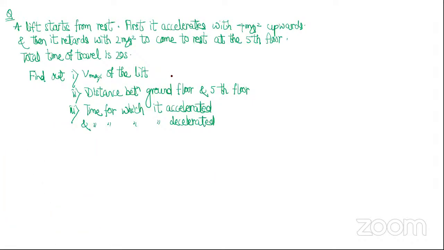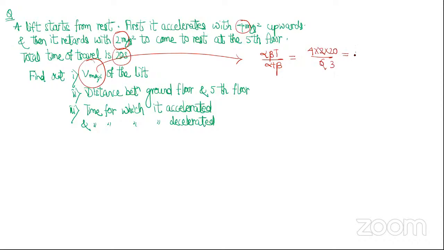So first, maximum velocity. What was the formula for maximum velocity? Alpha beta t by alpha plus beta, right? Alpha is 4, beta is 2, t is 20. So 4 into 2 into 20 by 6. How much is that? 80 by 3 meter per second. How many of you have got this? Raise your hands. 4 participants, 5, 7, 8. Okay.